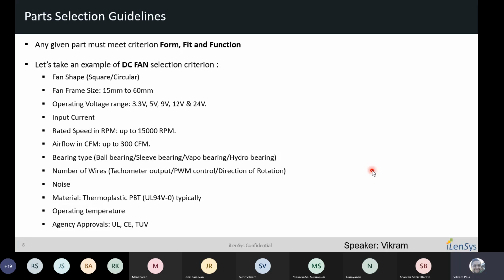Right. Moving on to my next slide, mainly on the part selection guidelines. For any given part, this is the minimum must-meet criteria: you have to meet the form, fit, and function, right? But the part selection can go across several circumstances or requirements. So it could be a new NPD launch, where it's still in the design phase, where the design engineer would select a part, evaluate it, and then pass a test.